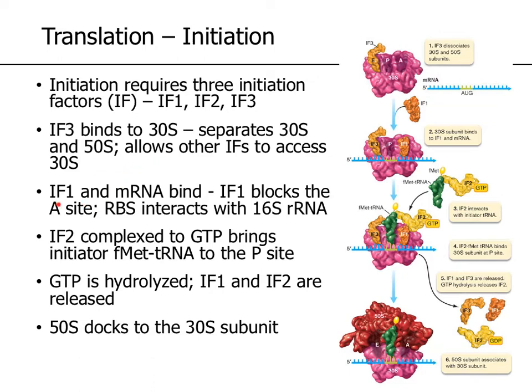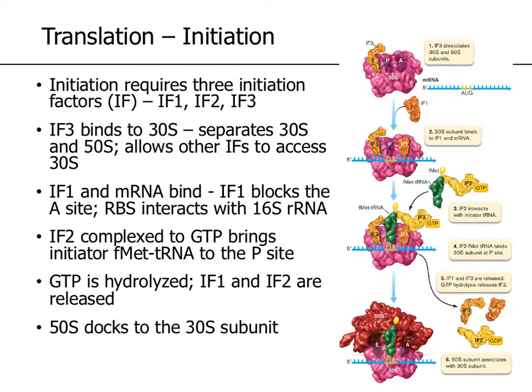And then we have IF1 and the mRNA binding. IF1 puts it into the A site, and that allows the RBS to interact with the 16S, the Shine-Dalgarno RNA site. So this allows that interaction to happen. Then IF2 is complexed to GTP.